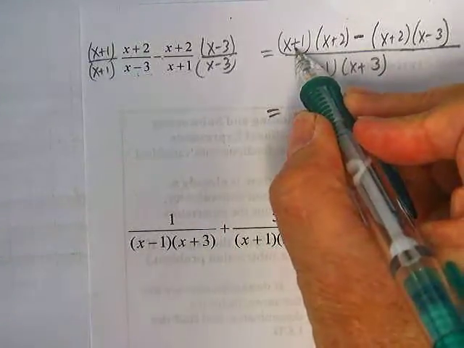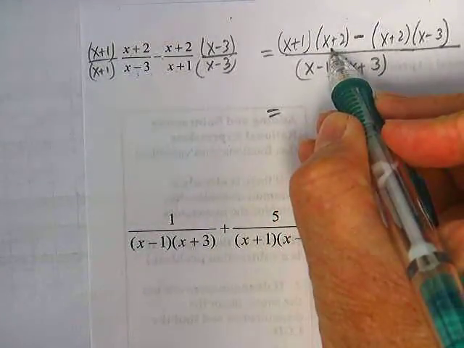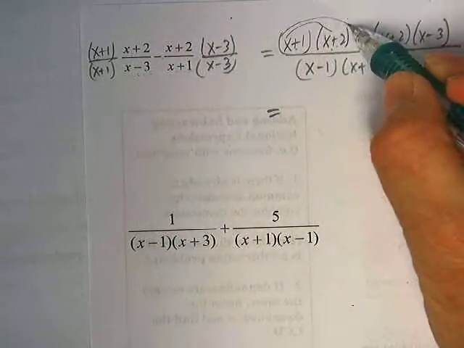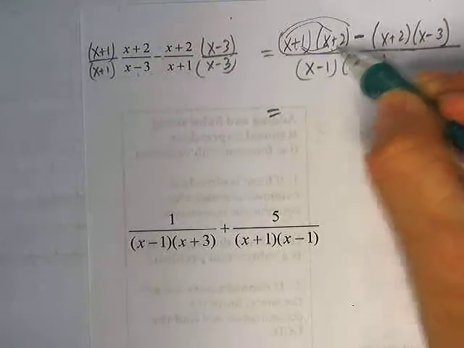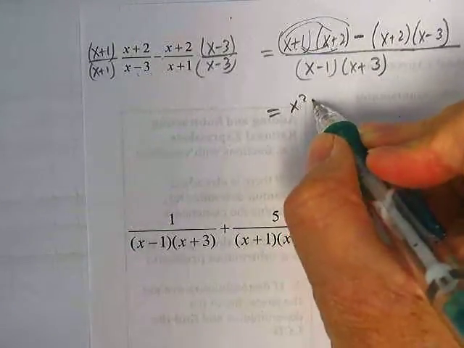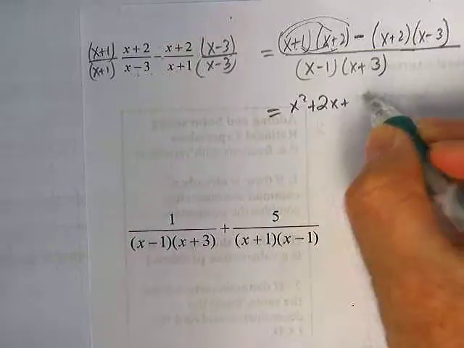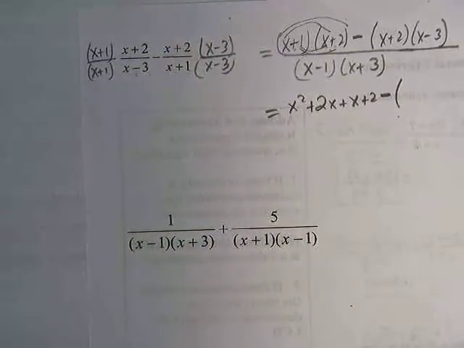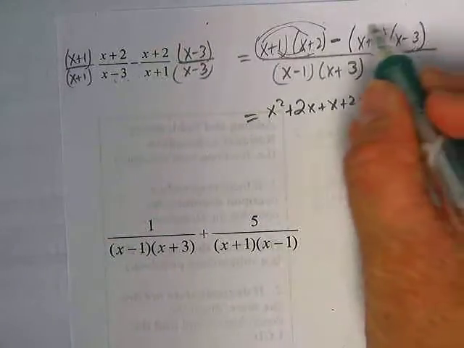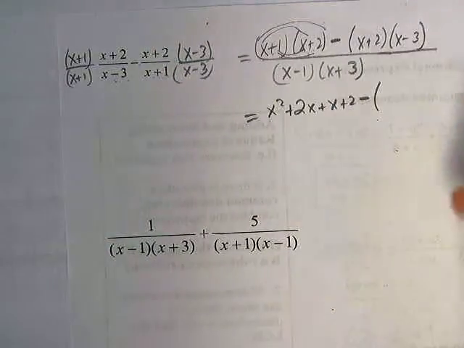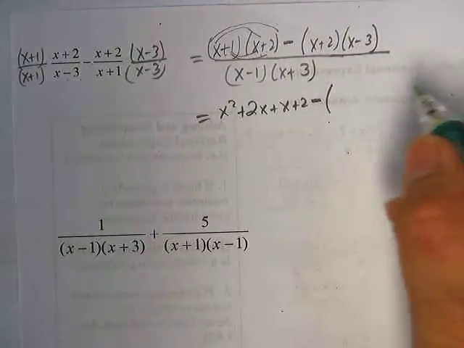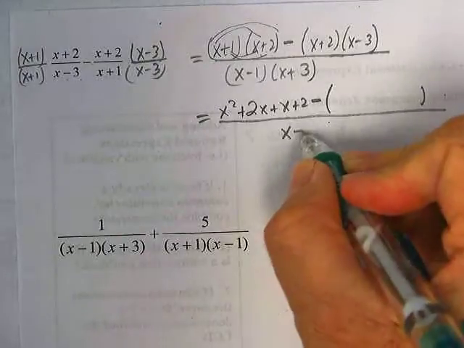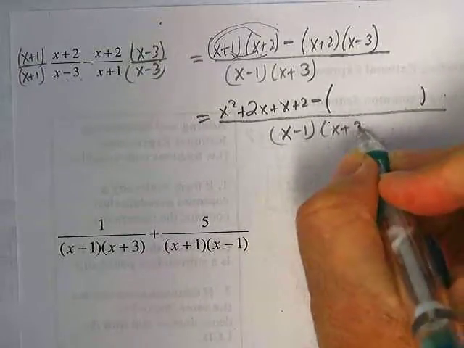So when I want to multiply x plus 1 times x plus 2, I can do box or FOIL. I'm going to use FOIL this time. So x times x, x times 2, 1 times x, and 1 times 2. So I get x squared plus 2x plus x plus 2 minus. Now notice I'm putting everything inside the parentheses here because the result of this I have to subtract. So I'm going to go ahead and multiply it using FOIL, and then we'll go through and subtract it. And all of this is going to be over x minus 1, x plus 3.